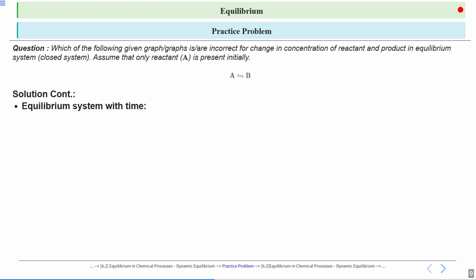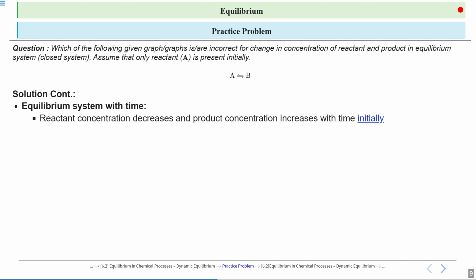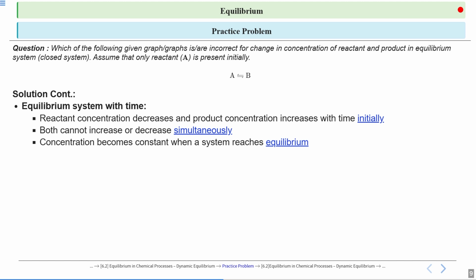Let's see how. As I have told you, if you want to study equilibrium, one thing is for sure, that the reactant concentration will decrease with time because it is getting converted into product. But both cannot increase or decrease simultaneously. So it is not possible that the reactant's concentration and the product's concentration both increase or both decrease. So this case is not possible at all. Of course, after some time, they both can become constant. This can be possible, and this is only possible when the equilibrium is attained.